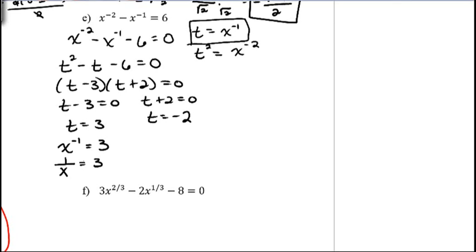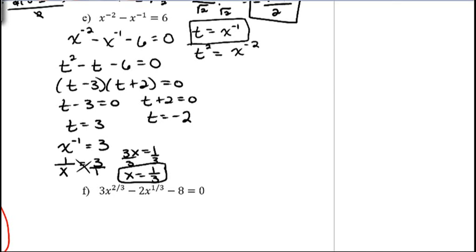And so basically you can do this. 1 over x equals 3 over 1, and then you can just cross multiply. And that would give you 3x equals 1, and then divide by 3. And so you get x is equal to 1/3.